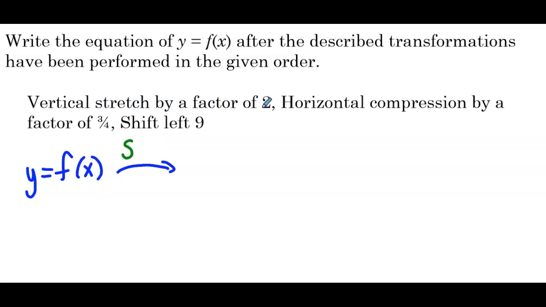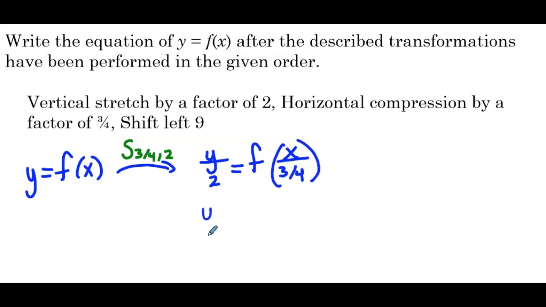So vertical stretch by a factor of 2, so we're multiplying y values by 2. Horizontal compression by a factor of 3/4, we're multiplying x by 3/4. So our scale factor is 3/4, 2. So in our function, we have y divided by 2 equals f of x divided by 3/4. So that's going to be y equals 2f of, so dividing by 3/4 is multiplying by 4/3, so 4x over 3.